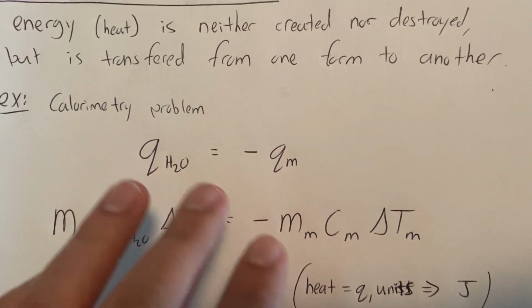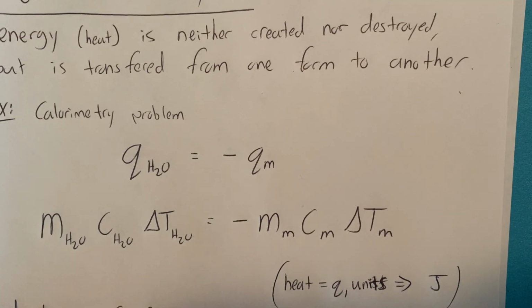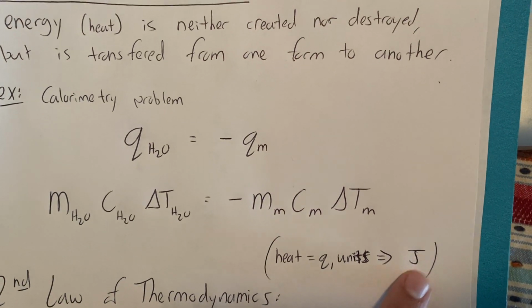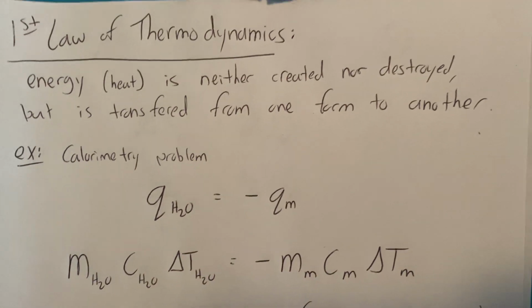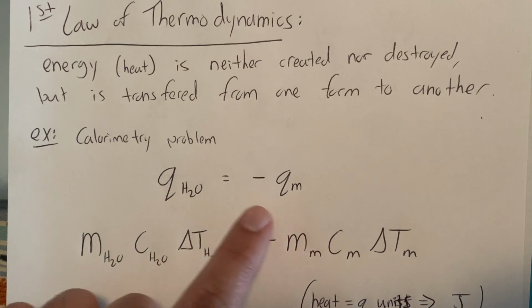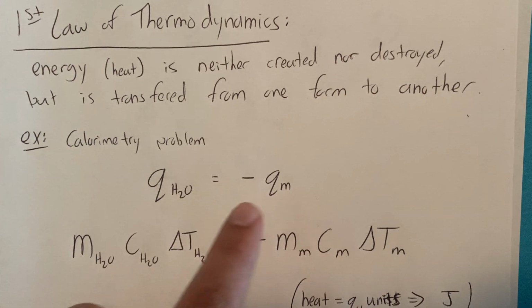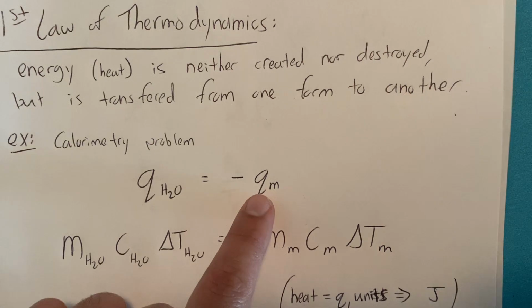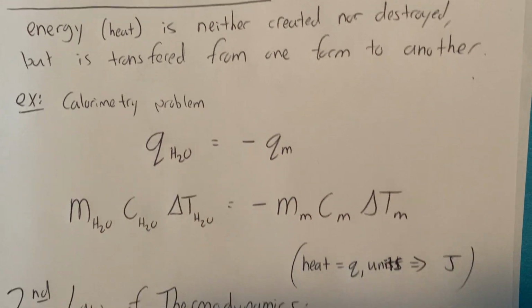So we've been seeing the first law of thermodynamics in action just by looking at these problems. And we know that the heat, which is the letter Q, has units of joules. Sometimes you see kilojoules, but the base unit is joules. So that's the first law of thermodynamics. Again, heat's not being created or destroyed. It's just being transferred from one form to another. The magnitude of these is exactly the same. The number is the same. It's just one's negative because it's exothermic, it's releasing it, and one's positive because it's endothermic, it's absorbing it.